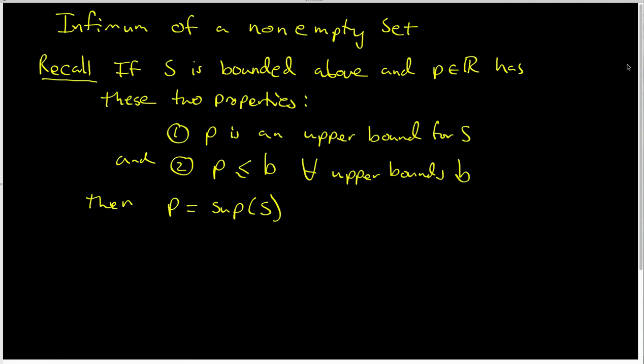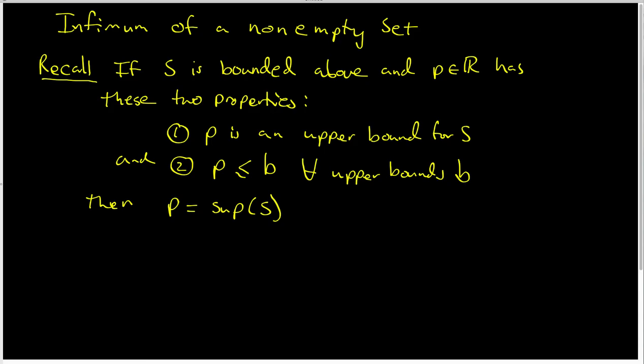In the last video, we defined the sup of S as follows: S is bounded above, and if P is inside R and it has these two properties, that P is an upper bound for S and that P is smaller than all other upper bounds of S, then P is called the sup. What I want to do is literally modify this definition to get a definition for the infimum. The infimum is going to be the biggest thing that is smaller than all elements of S.